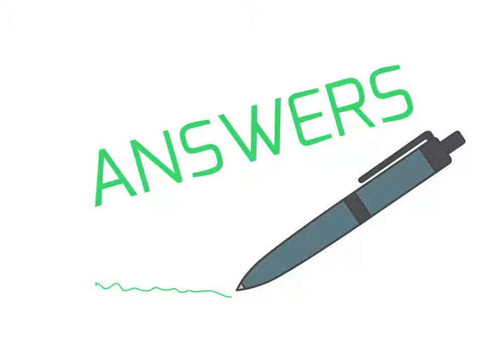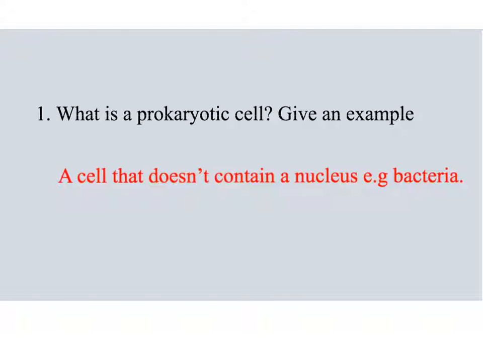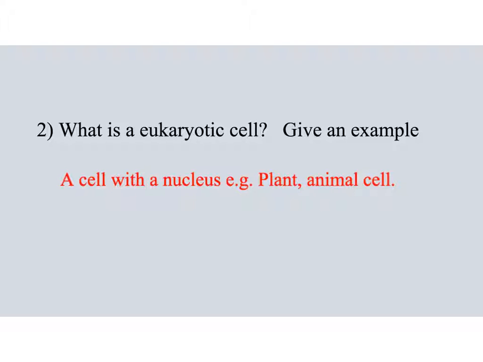Okay, let's have a look at the answers. So get yourself a green pen and be ready to mark your work and make any improvements. Question number 1. What is a prokaryotic cell? Give an example. It is a cell that doesn't contain a nucleus, for example, bacteria. Question number 2. What is a eukaryotic cell? Give an example. It is a cell with a nucleus, for example, a plant or animal cell.